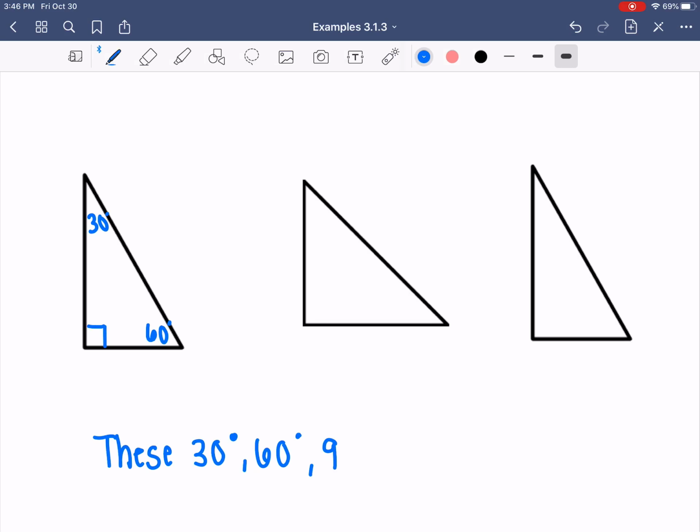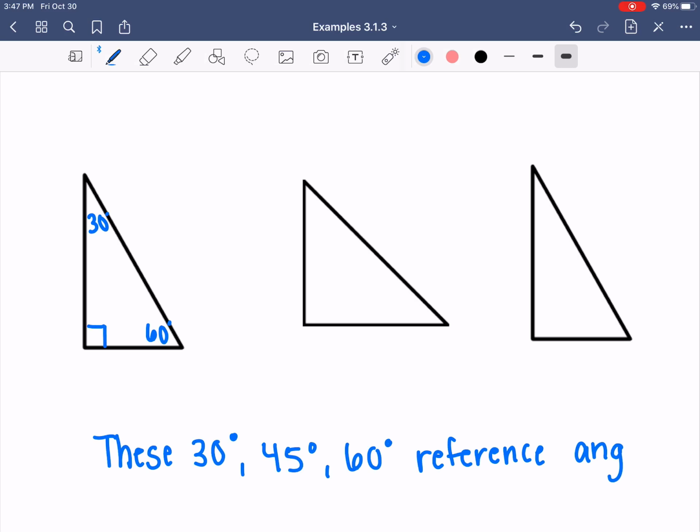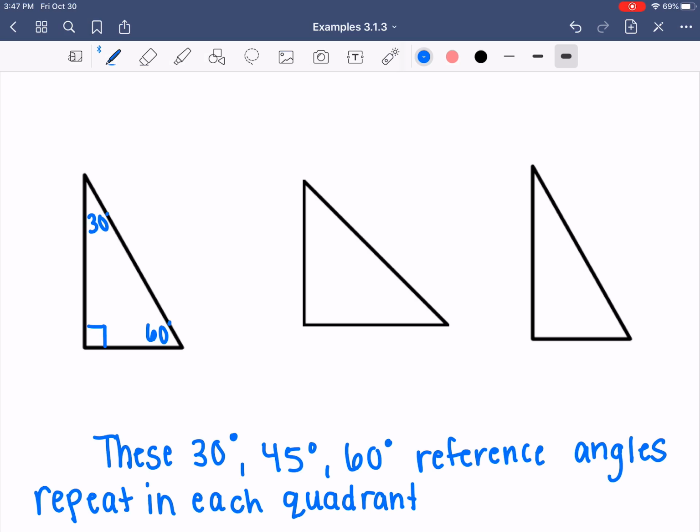Oops. It's 30, 45, 60. I messed up, I apologize. 30, 45, 60 degree reference angles repeat in each quadrant of the unit circle. And that's kind of what we looked at on our warm-up today, that all 4 quadrants had that same reference angle.